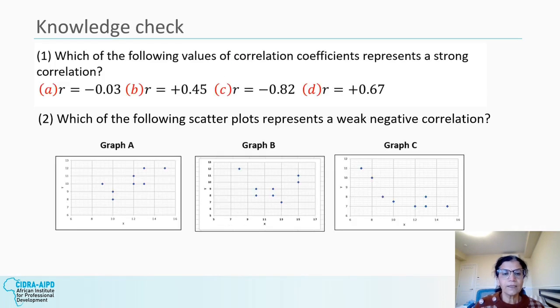This is something for you to check your understanding. First question, you have 4 values for R. You have to decide out of these which one represents a strong correlation. Next question, based on the scatter plot, you need to decide which one represents a weak negative correlation. So keep your answers ready and check them on the next slide.